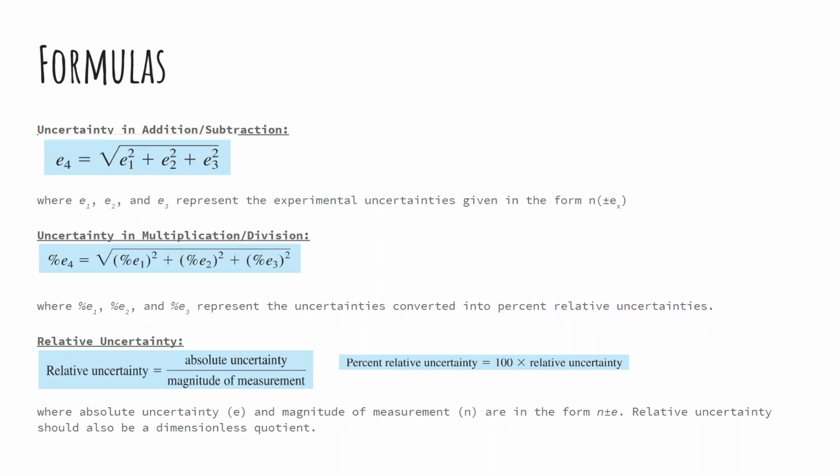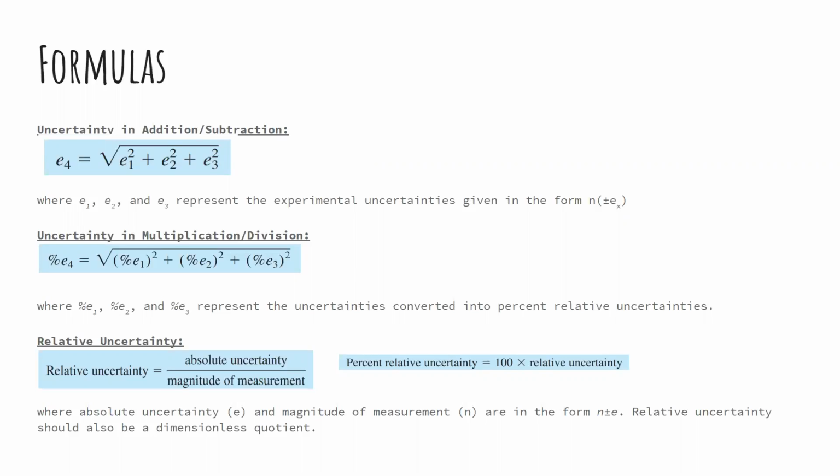The second formula you'll need to know is uncertainty in multiplication and division. This is percent E4 is equal to square root of percent E1 squared plus percent E2 squared plus percent E3 squared. And in this formula, percent E1, percent E2, and percent E3 represent the uncertainties converted into percent relative uncertainties.